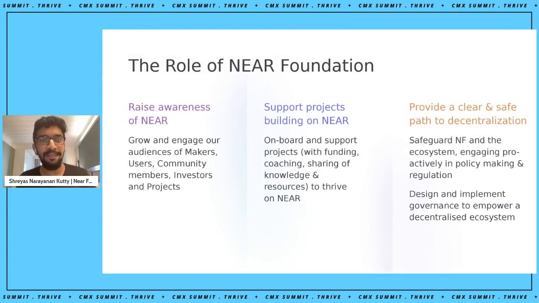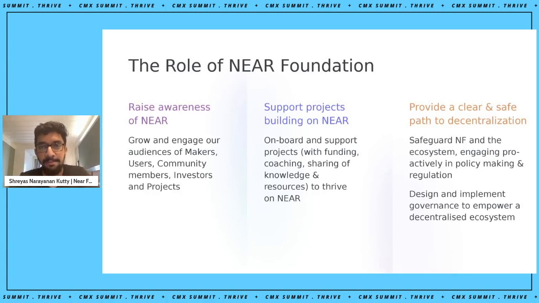So I've mentioned that I work at the foundation. You might have questions around, well, what's the role of the Near Foundation in all of this? Our key tenets are three elements. One is raise awareness of Near, which means attract users, builders, creators, and community members into this cohort and group. Support projects that are building on Near, and support can be both monetary, in terms of grants, as well as non-financial support like networking, mentorship, and resource sharing, basically enabling them to succeed.